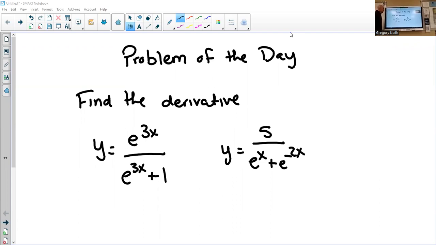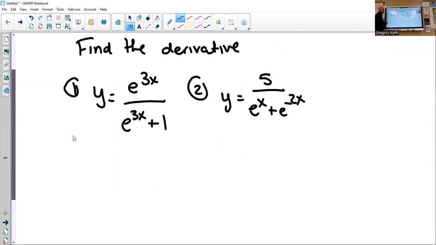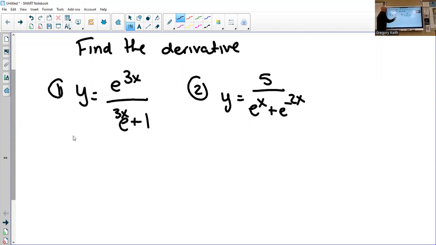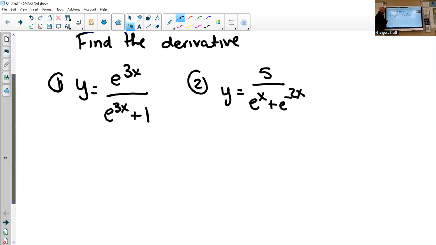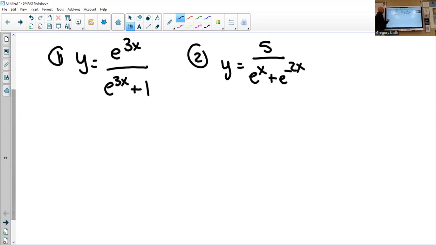Find the derivative of these two equations. Now, our first one, what are we going to do in order to take the derivative? We have a function divided by a function, so we're going to use quotient rule. So it'll be low d high minus high d low over low low. All right, so remember what we said yesterday, our derivative of e to a power is always going to be e to the power times the derivative of that power.